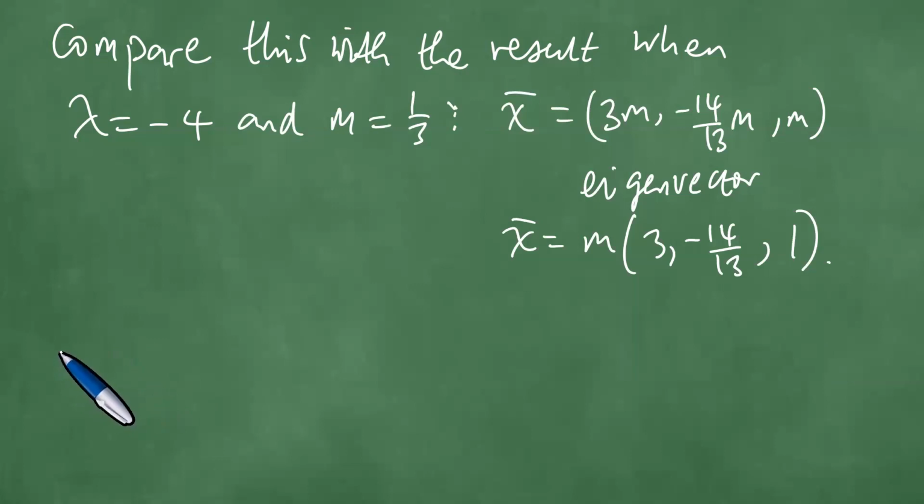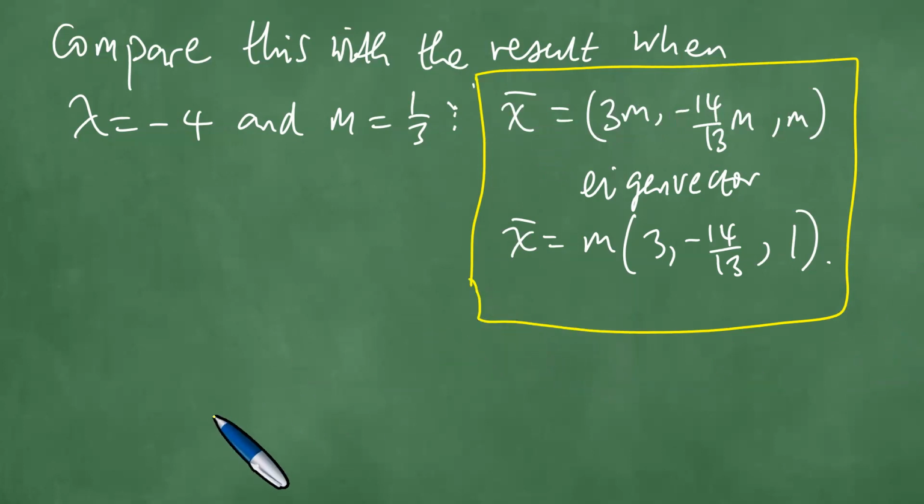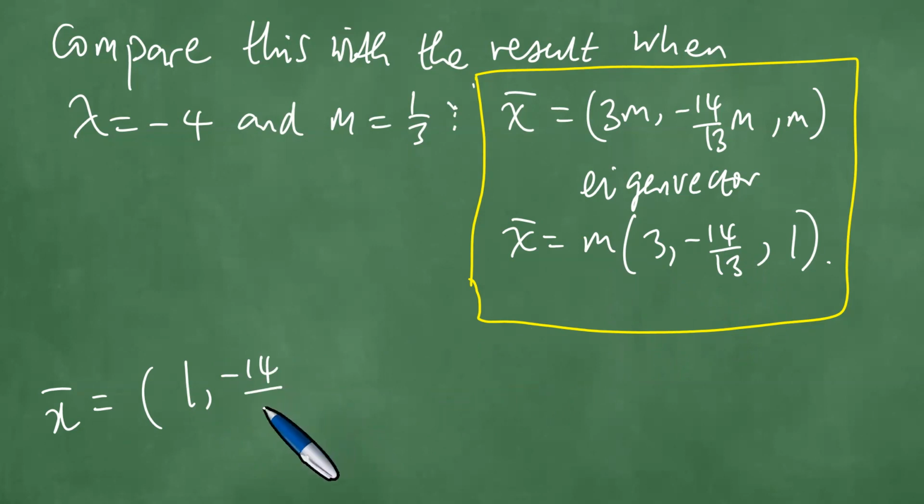Right, so this one, put it in a block. And then you have X. Okay, if you take M to be one third in this, that's going to be one. Put the one third, it is going to be minus out of 39, and then it is going to be one third.